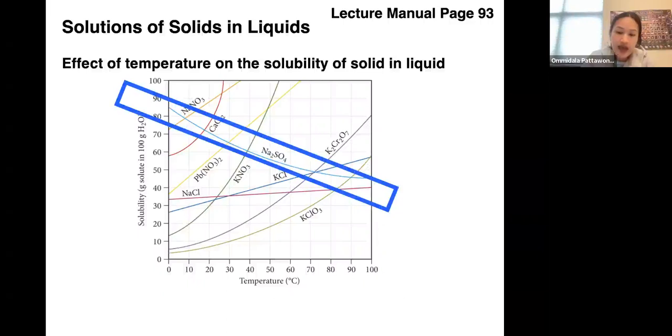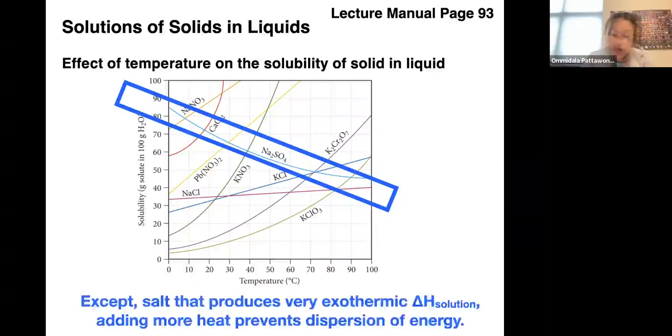Okay, so in this case, if you have a salt that produces a very exothermic enthalpy of solution, which means it's going to produce a lot of heat as it dissolves, those are not going to be the ones that want to add more heat. The reason for that is because as you add more heat, the heat that is produced from dissolving this is not going to be able to expel very well. So therefore, it's going to prevent this salt from being able to dissolve more. So in this case, you will see that as temperature increases, the solubility will actually decrease.